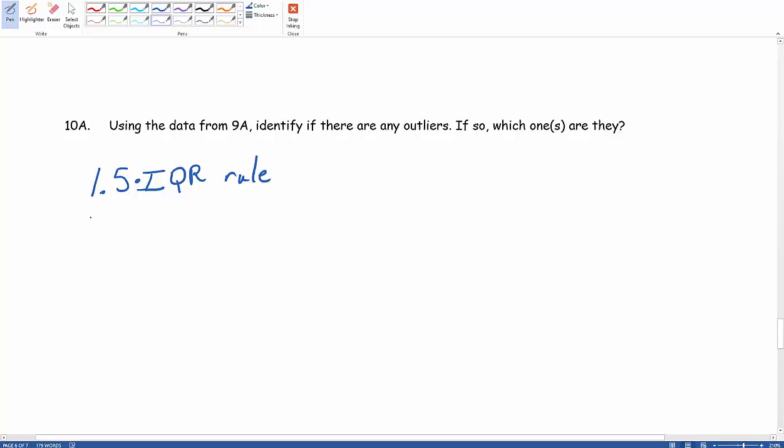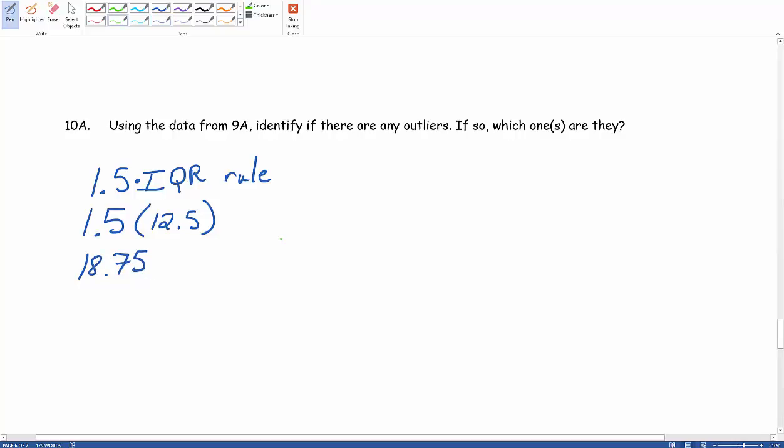And how we actually do that is we simply just take our 1.5, multiply it by our interquartile range, which from 9A we came out to be 12.5. And when we multiply these two values together, we end up then with 18.75.